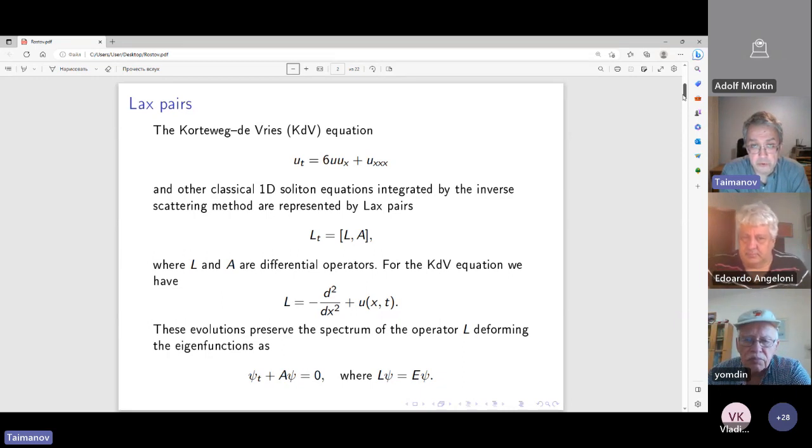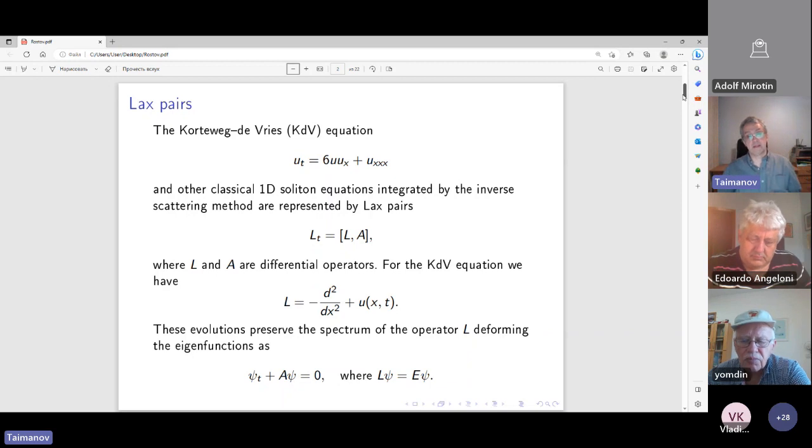It's 6uu_x plus u_xxx. So these evolutions preserve the spectrum of the operator, deforming the eigenfunctions by the rule psi_t plus A psi equals 0. The psi is the eigenfunction on the energy level E.